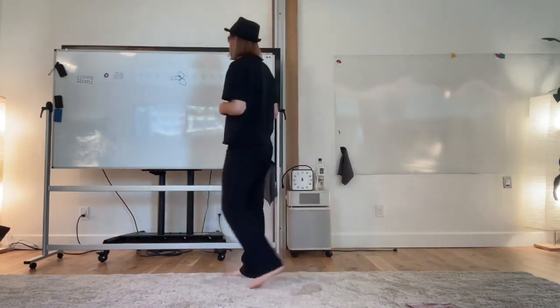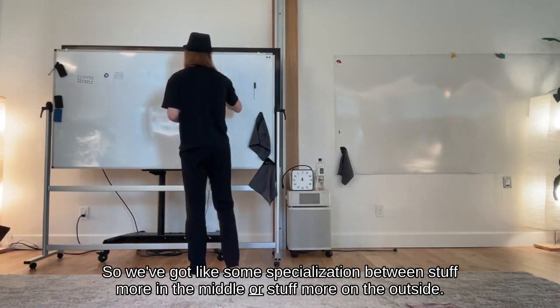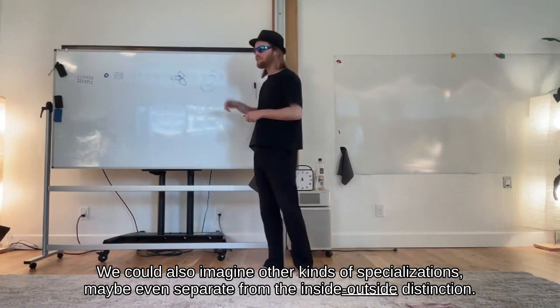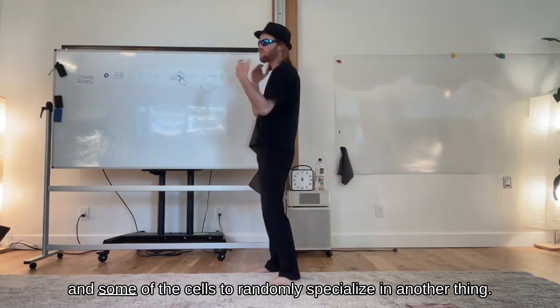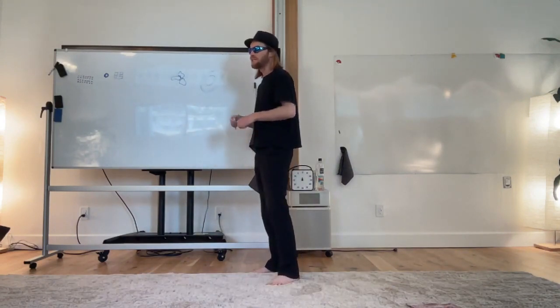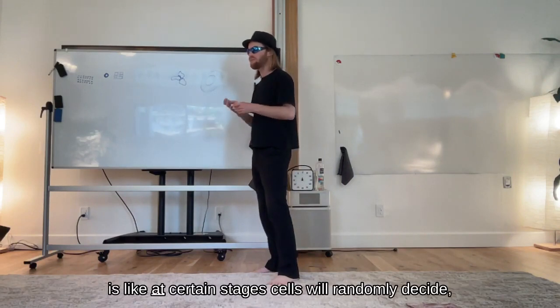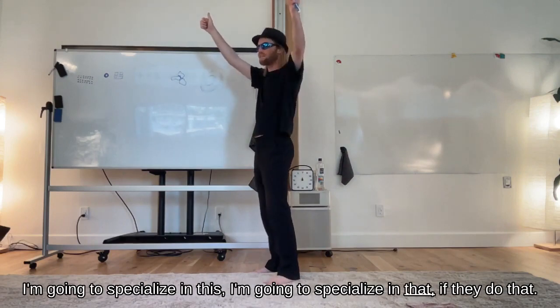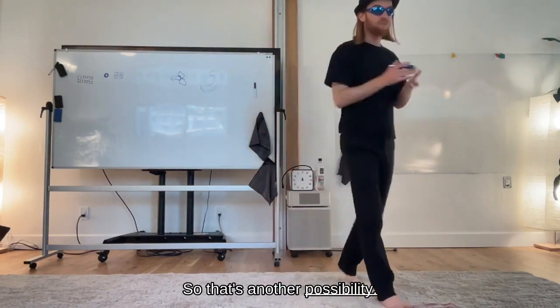Okay. So we've got some specialization between stuff more in the middle or stuff more on the outside. Yep. We could also imagine other kinds of specializations, maybe even separate from the inside-outside distinction. It makes sense for some of these cells to just randomly specialize in one thing and some of the cells to randomly specialize in another thing. And this is something we see in developmental patterning all the time: at certain stages, cells will randomly decide, I'm going to specialize in this, I'm going to specialize in that. They do that. Okay. So that's another possibility.